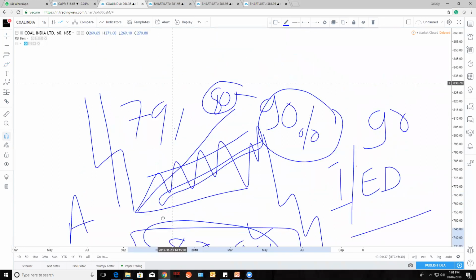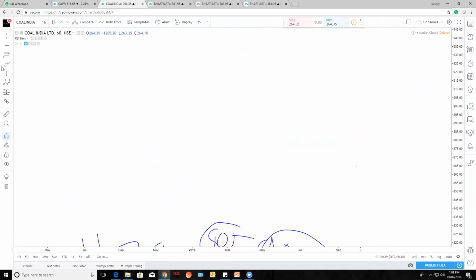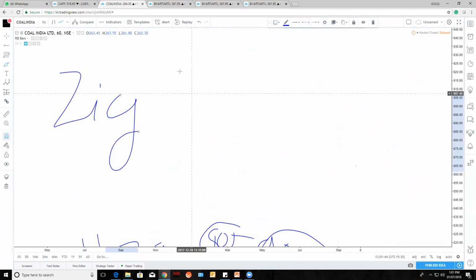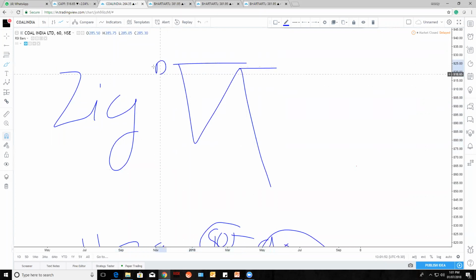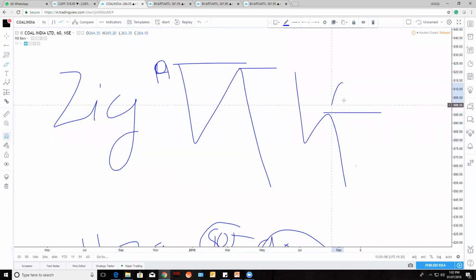Okay. We will see in zigzag also. In zigzag, they say that, let's say it's A, B, and C. In the rule, they told that B cannot move beyond the beginning of A. But most of the time, zigzag corrections retrace 61.8% to 80%. They won't go beyond 80%.